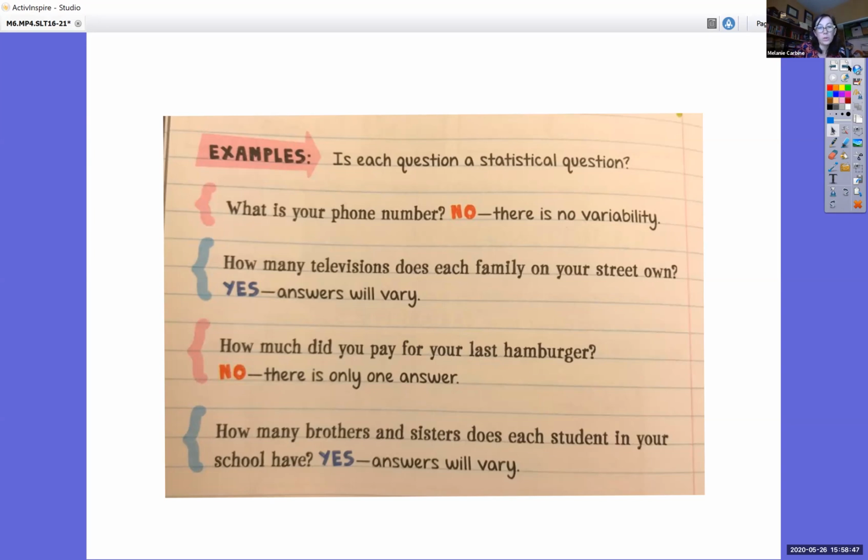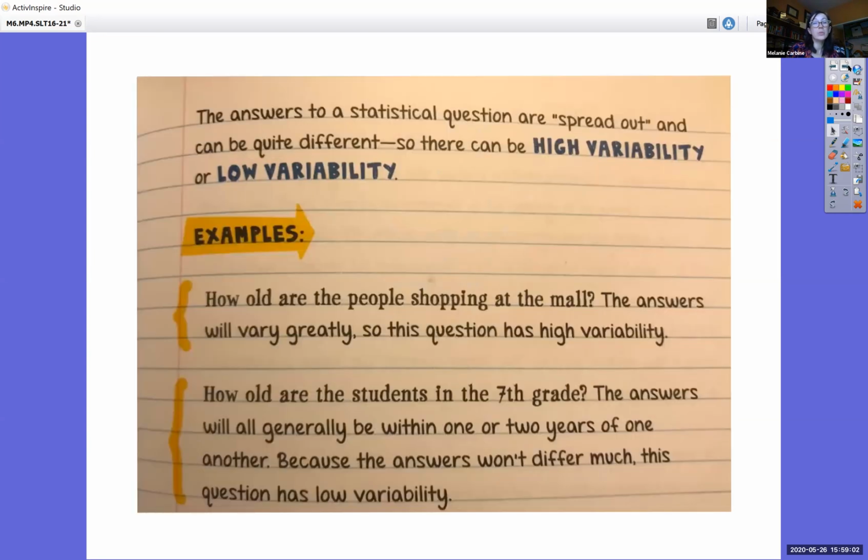The last question, how many brothers and sisters does each student in your school have? That would vary. If it was how many brothers and sisters does Ms. Carbon have, it would not be statistical. I could just answer your question. And you can have a high variability or a low variability.